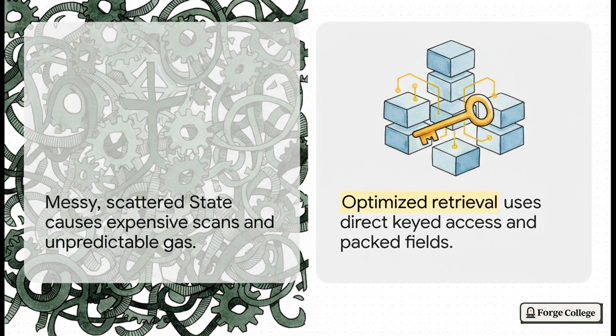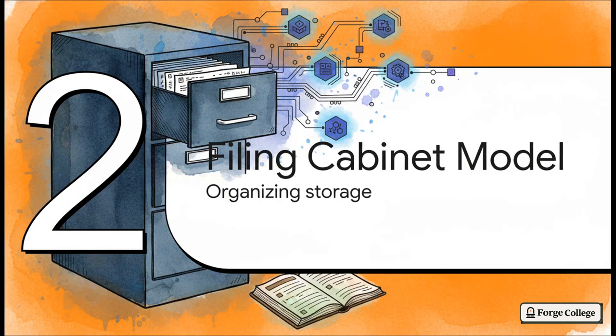On the flip side, optimized retrieval is the promised land. We're talking direct keyed access, beautifully packed data fields, and deterministic storage layouts. That means every single piece of data has a mathematically guaranteed address. Replacing a clunky, expensive loop with direct keyed access, that is honestly the single most transferable skill you can develop in Solidity. Moving on to part two, the filing cabinet metaphor.